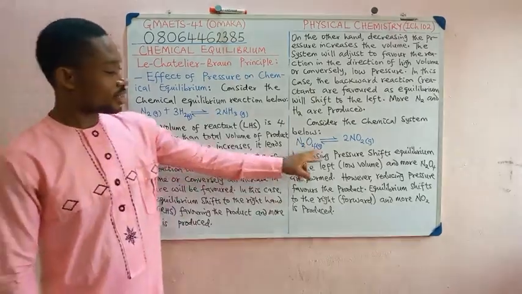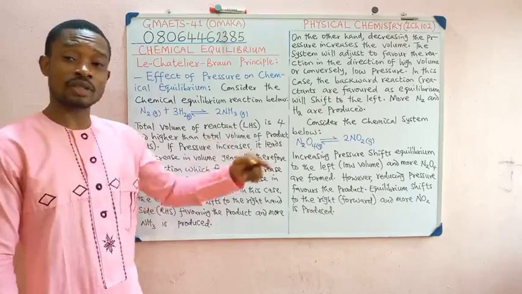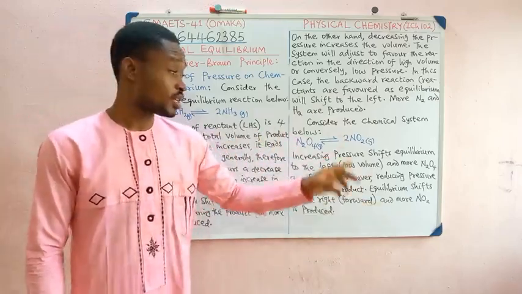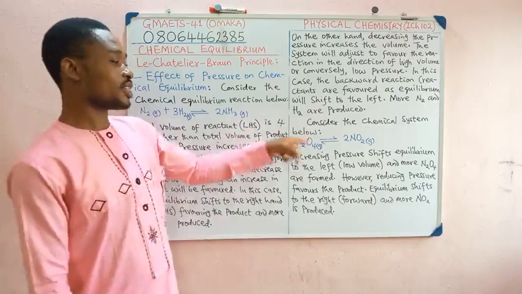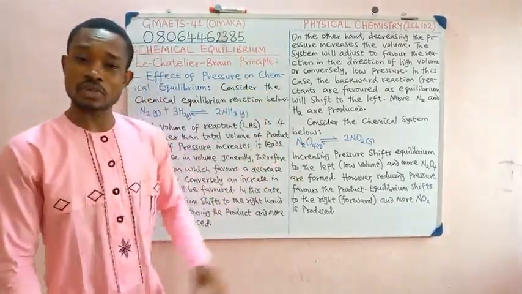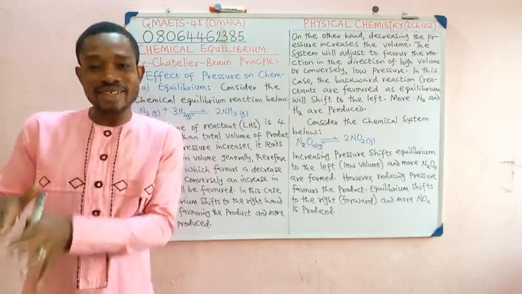Let us look at this reaction here. In this case, the number of moles of the reactant is 1. So we have total volume in the reactant 1, and then total volume in the product is 2. Does that make sense? So if you increase the pressure here, what's going to happen? Increase in pressure will decrease the volume of the system. So the equilibrium will shift to the direction where you have a decrease of what?